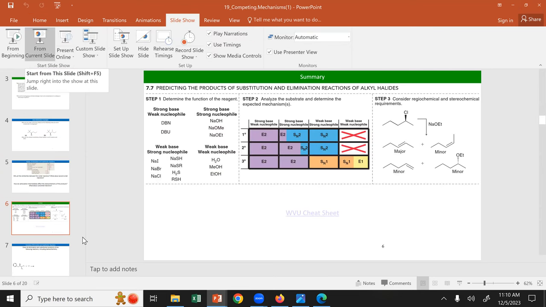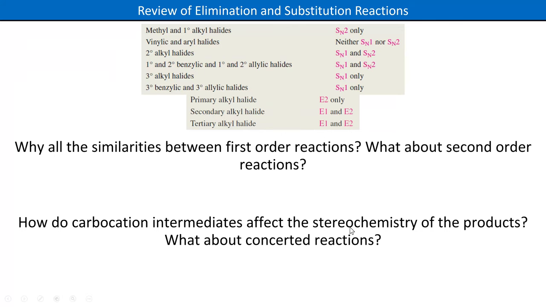So anyway, here's our review of all four of our major mechanisms that we're looking at right now. This is oversimplified in some respects, but there are some big picture, hard rules. For one, if your leaving group is on a primary carbon or a methyl carbon, you will never get a first order reaction because you will never make a carbocation intermediate. So right off the bat, if it's a primary alkyl halide, you are only looking at the second order reactions.